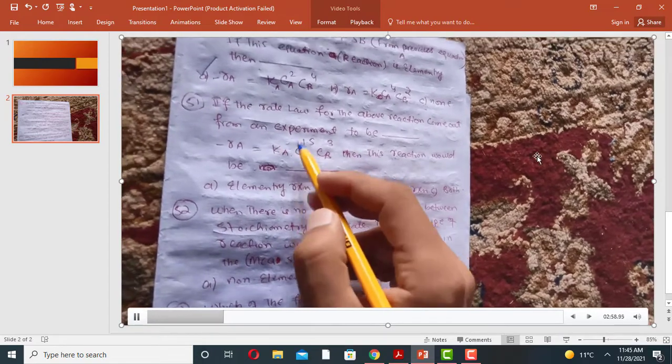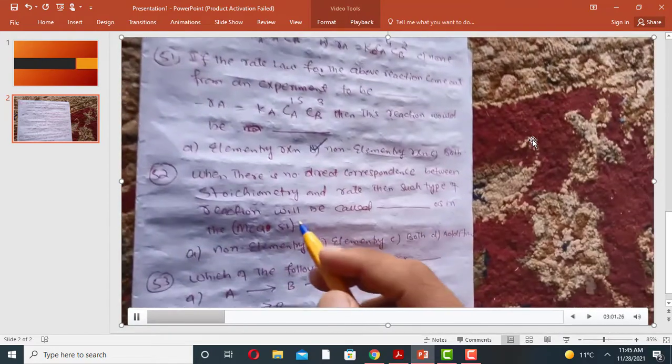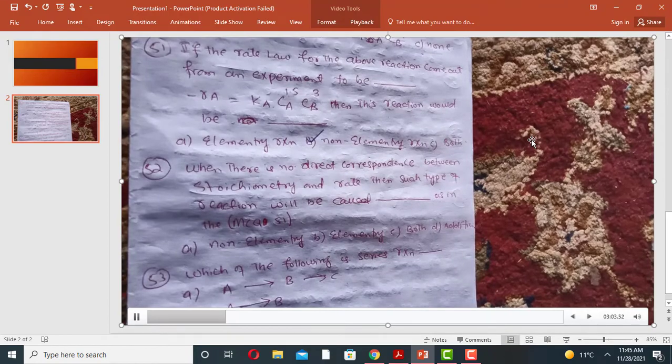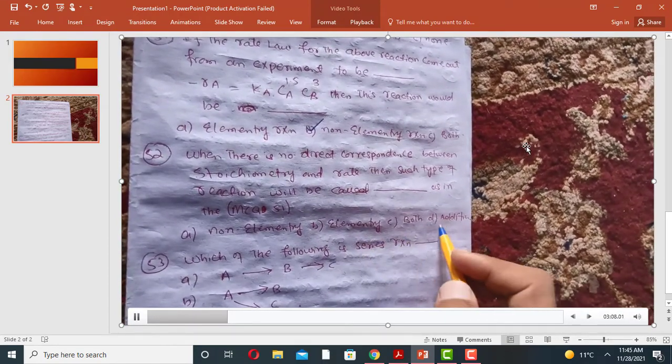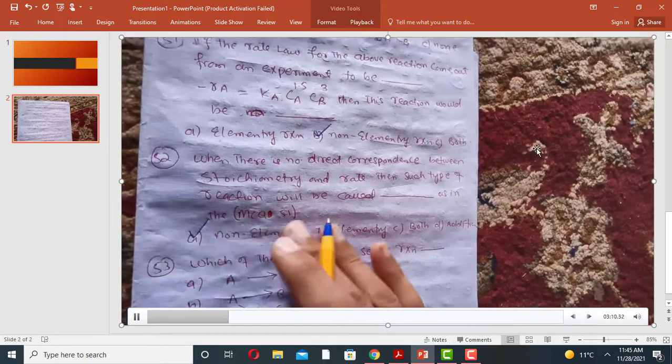So if there is no direct correspondence between the stoichiometry and rate, then such a reaction will be elementary, both, or non-elementary. It will be non-elementary.